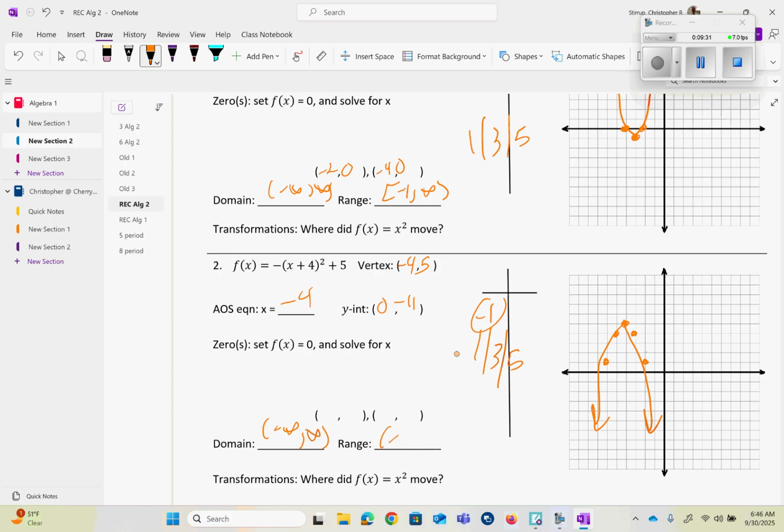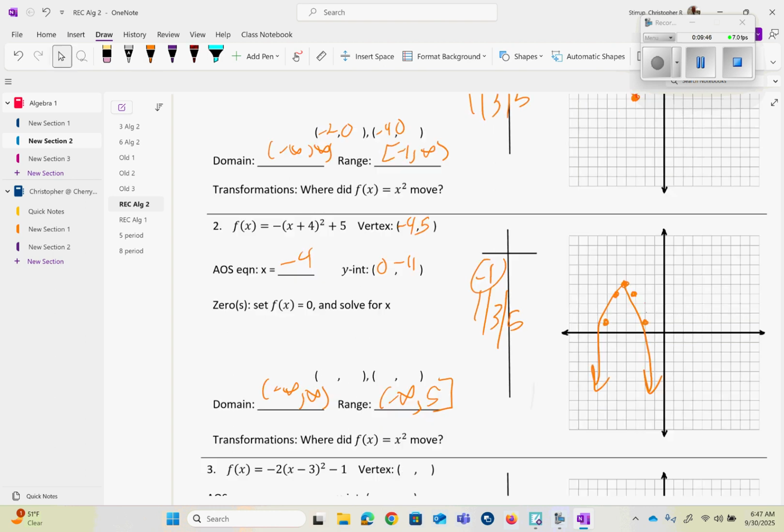Our range is going to go from negative infinity, because it's opening down, to the y component of the vertex. So that's going to be to 5, square bracket. So where did this move? It flipped over the x-axis. It shifted left 4 and up 5.